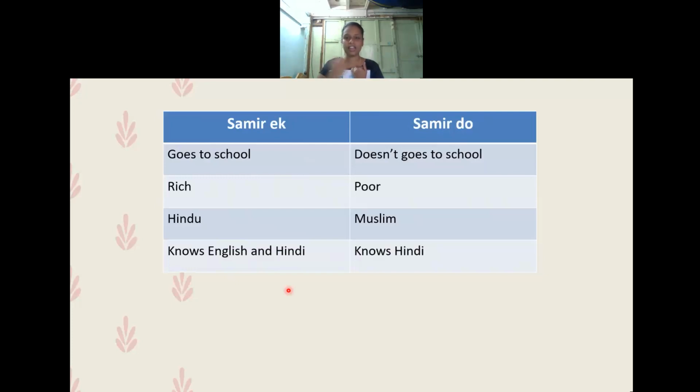So he was running and telling, I have a Hindi newspaper and I have an English newspaper. So Samir Ek, what did he do? He said, I want a newspaper. The boy was very surprised. Huh? He knows Hindi very well.